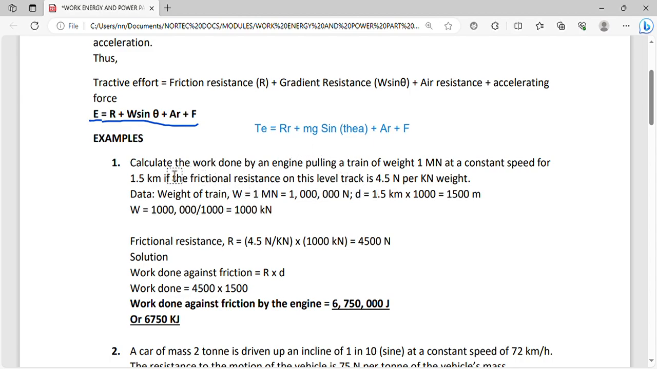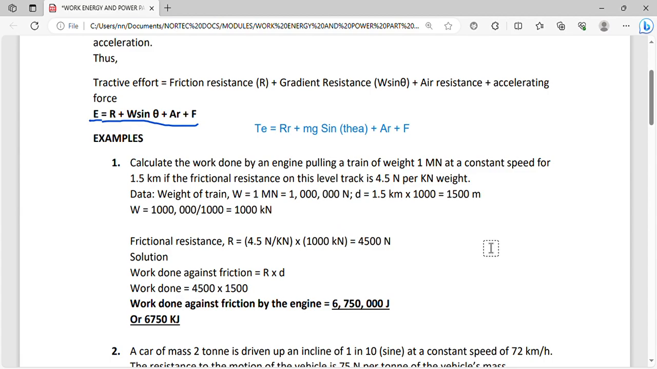Now, if you look at the next one, the question that we're having, which is trying to apply this, it says, calculate the work done by an engine pulling a train of weight 1 meganewton at a constant speed for distance 1.5 kilometers if the frictional resistance on this level track is 4.5 newton per kilonewton weight. So if you look at the last item given, it says 4.5 newton per kilonewton, and we've been given the weight is 1 meganewton.